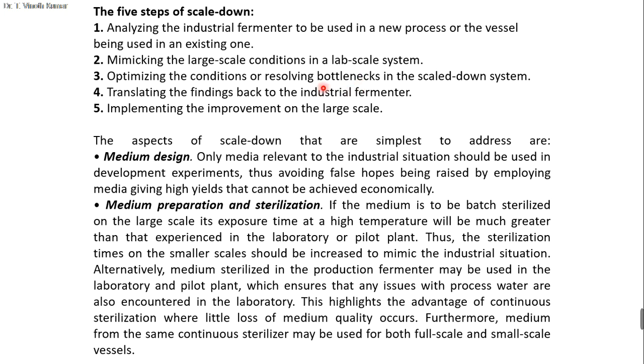And translating the findings back to the industrial fermenter, you have to correlate with the factors responsible for the large scale fermentation process, and also you have to compare with the lab scale fermenter. That is why you should always compare, but the yield should be maintained, and implement the improvement on the large scale. You can use the implementation of the same thing in the large scale. You can compare both, and you can run them in parallel also.